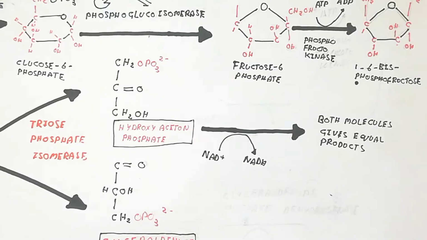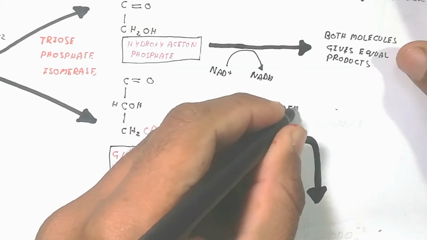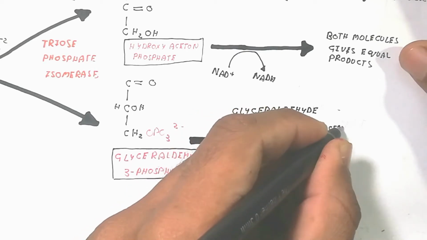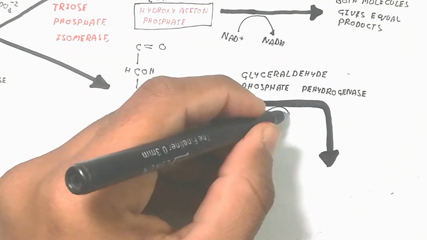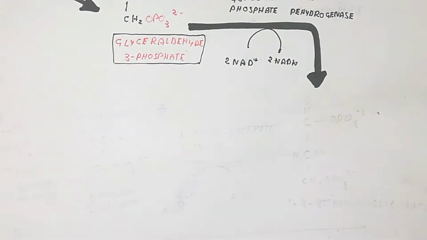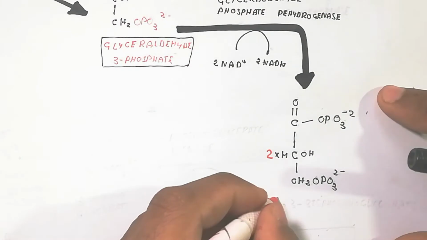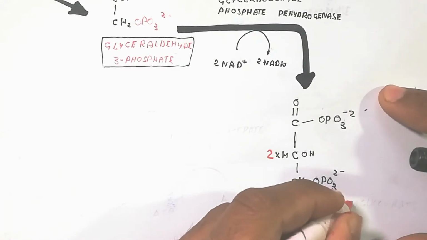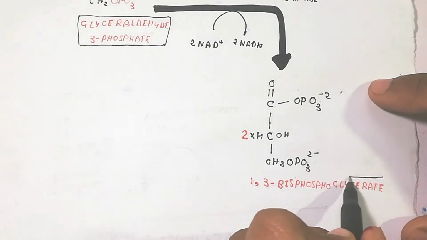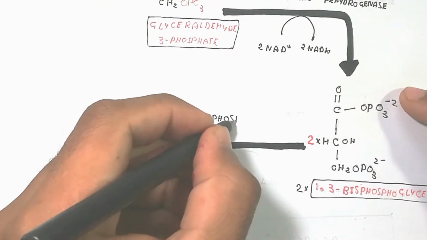What is the product? Basically, NAD plus is used here, and glyceraldehyde phosphate, with the dehydrogenase enzyme, converts NAD plus into NADH, and the product will be 1,3-bisphosphoglycerate. This 1,3-bisphosphoglycerate is two molecules, because we are understanding it in a single step containing two molecules.